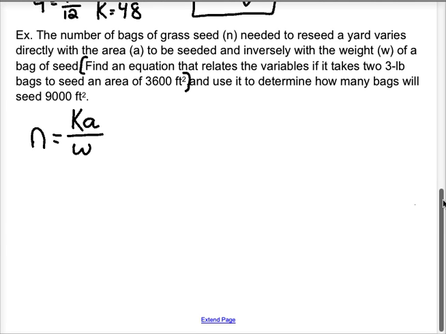Because it tells me that it takes two 3-pound bags. So two 3-pound bags, so that's giving me two pieces of information. It's telling me the number of bags and that the bags are 3 pounds. And I'm getting an area of 3,600. All right, so I plug all of that in, okay?